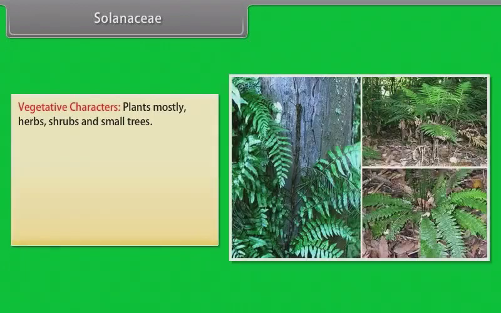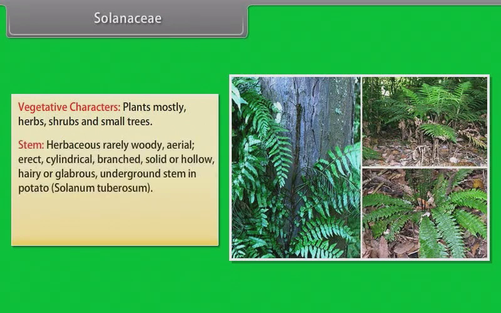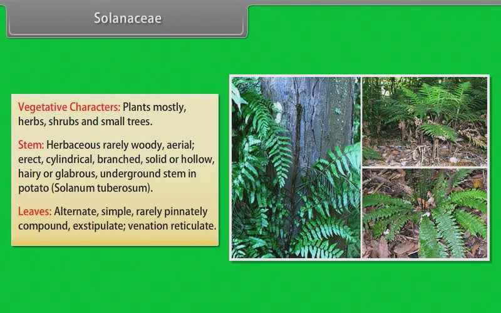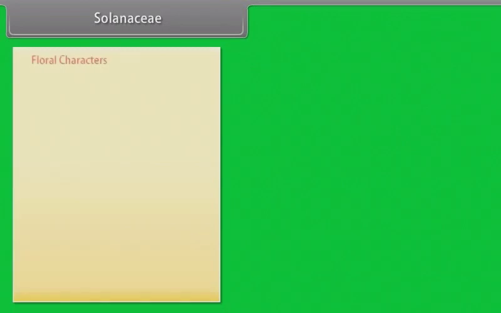Vegetative characters. Plants mostly herbs, shrubs, and small trees. Stem herbaceous, rarely woody, aerial, erect, cylindrical, branched, solid or hollow, hairy or glabrous, underground stem in potato, Solanum tuberosum. Leaves alternate, simple, rarely pinnately compound, exstipulate, venation reticulate. Floral characters.